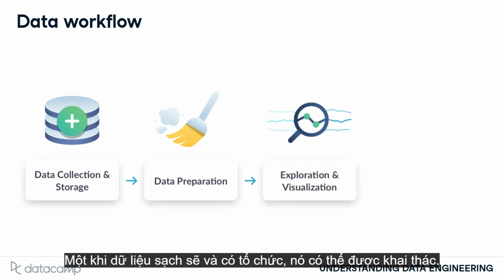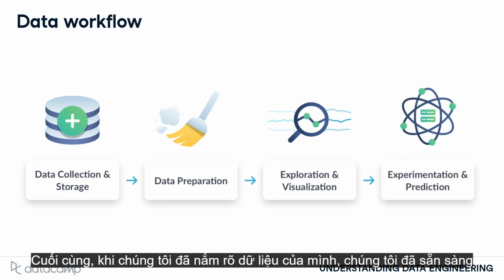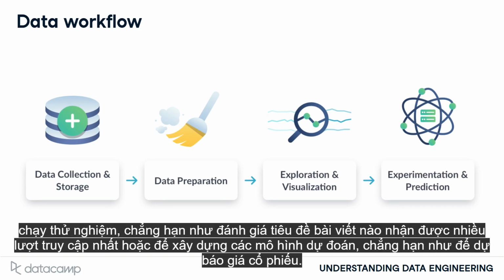Once the data is clean and organized, it can be exploited. We explore it, visualize it, build dashboards to track changes, or compare 2 sets of data. Finally, once we have a good grasp of our data, we're ready to run experiments, like evaluate which article title gets the most hits, or to build predictive models, for example, to forecast stock prices.